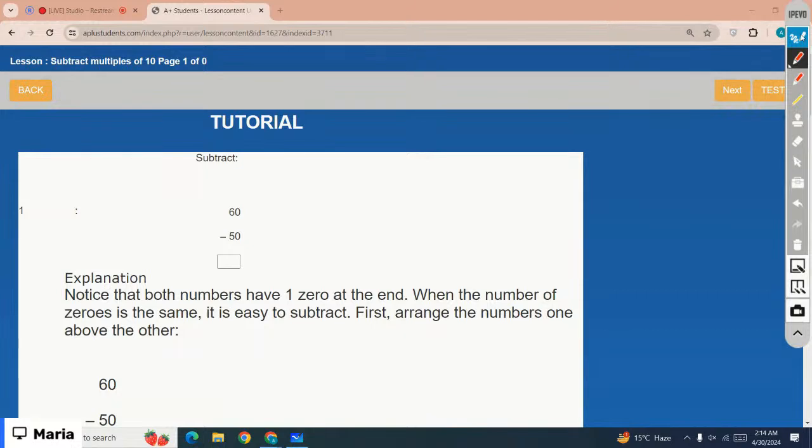First, you have to arrange the numbers one above the other. 0 take away 0 is 0. You just have to subtract the non-zero numbers. You have to do 6 minus 5, and 6 minus 5 is 1. So subtracting multiples of 10 is very easy, right? So 60 minus 50 is 10. Okay, let's start with the test questions.